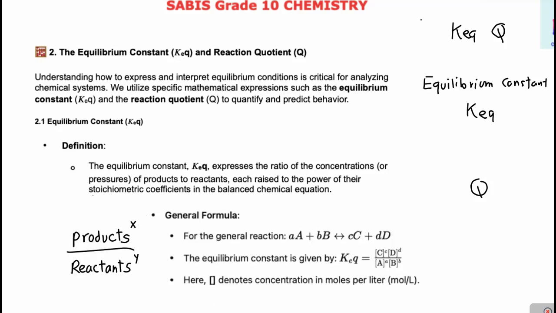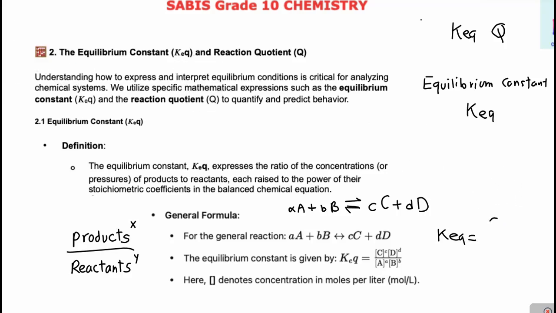So for the general reaction where any number of moles of A, let's say alpha, reacts with any number of moles of B, let's say b, and this is in equilibrium with products C, what is the number of moles of C? That's c small. And what's the number of moles of D? That's d small. So I will write that K equilibrium is equal to what? K equilibrium just divides the products.